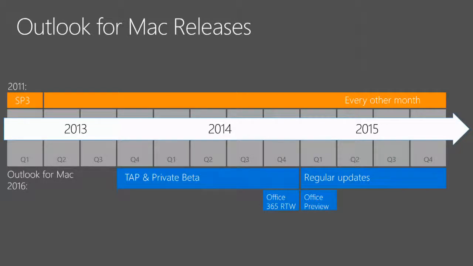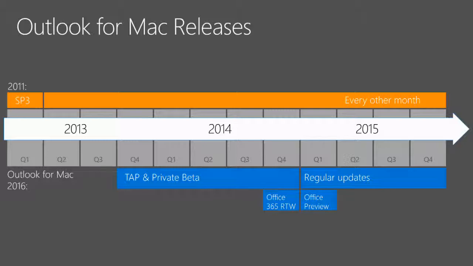From a release timeline perspective, I've gotten a couple of questions today and yesterday at the booth. Here's where things are. On the top, you see 2011. The last major service pack we did was in early 2013, adding the subscription support. And since then, we've been releasing updates to 2011 every other month. So we continue to support that. And on the bottom timeline, you see that we have the new version of Outlook.